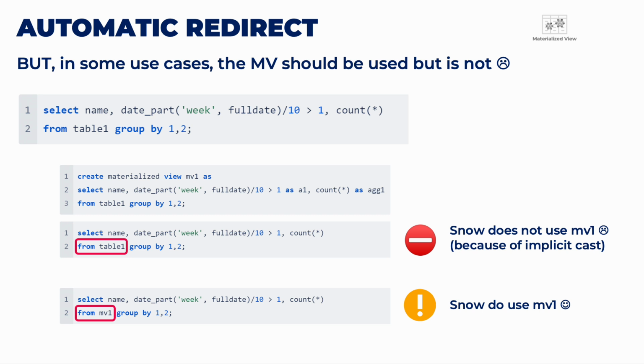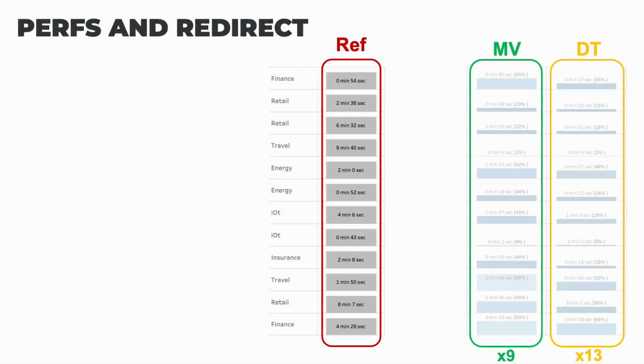Now that I've explained that, it's important to return to the table I showed you just before. Remember, we had a first column with the Snowflake reference, a second one with the MV, and a third with the DT, each with acceleration factors. To be totally transparent with you, the columns MV and DT are columns where we ourselves decided which MV to go through, which DT to go through. The column called MV is actually redirected MV. If we hadn't redirected the MV manually, this is how it looks.